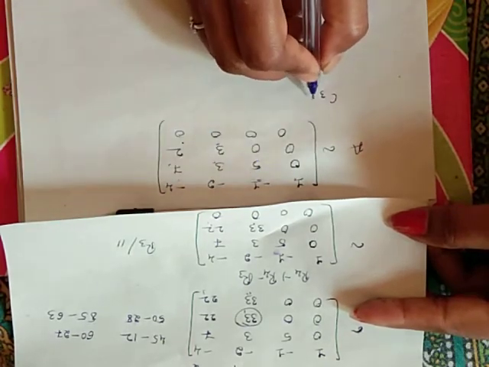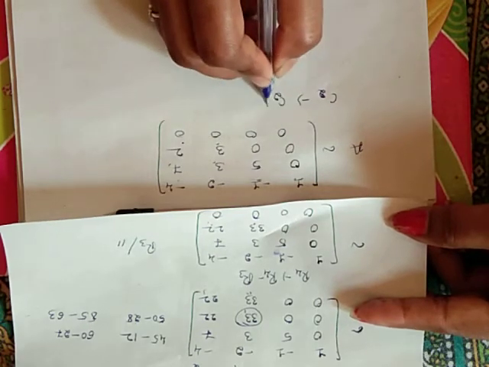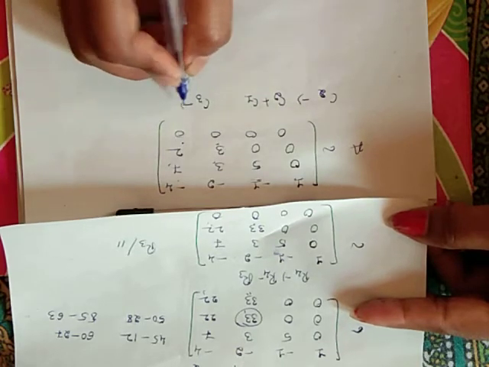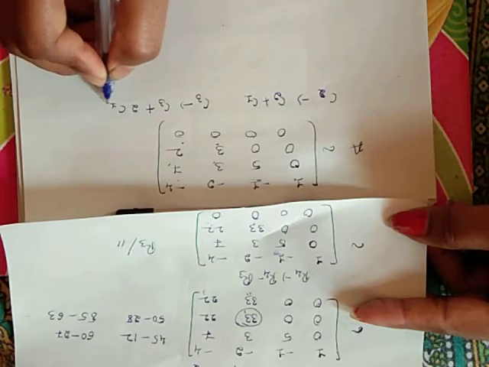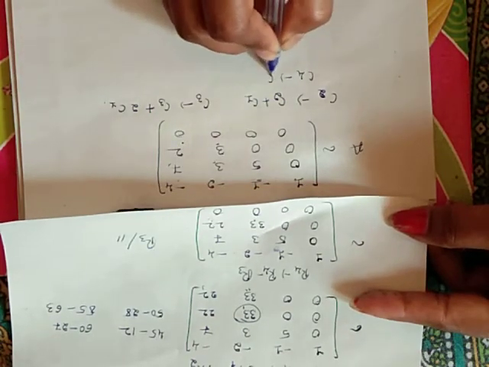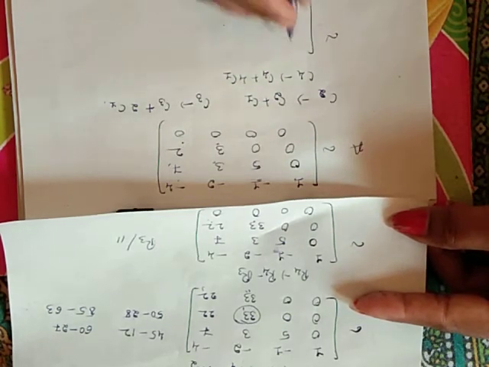So C2 tends to C2 plus C1. C3 tends to C3 plus 2 into C1. C4 tends to C4 plus 4 into C1. Keep the C1 as it is.